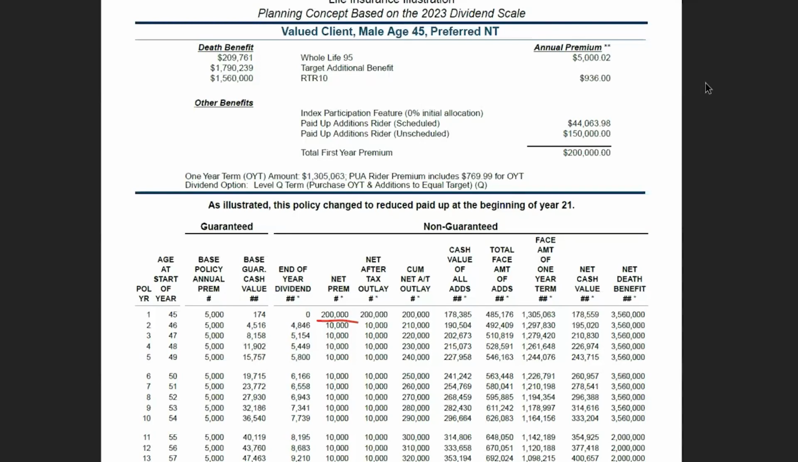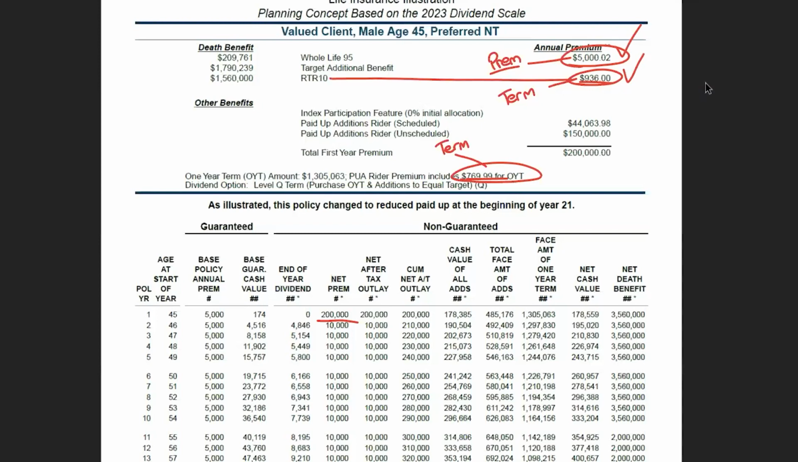Of the $200,000, here's my premium up here at $5,000. Then I've got this, $936. This is term insurance. Then I also have this down here, another $770, which is also term insurance. These are the premiums for the term insurance rider. So the true minimum commitment, if this is you, this 45-year-old individual, it would be the base premium plus the cost of this term rider. This is your renewable term rider. And then also this one, the cost of your 1-year term rider.